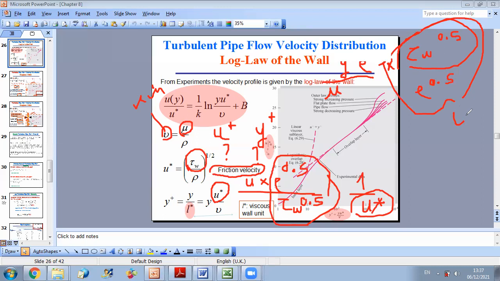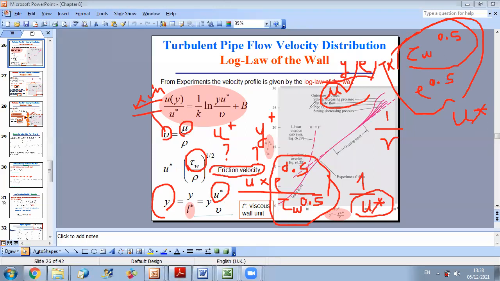I can replace it by u star, the characteristic velocity, the friction velocity, and this term rho over mu is 1 over the kinematic viscosity. This is just a simplification. After getting the group, they found out that they can write the dimensionless group for y as y times u star over kinematic viscosity.